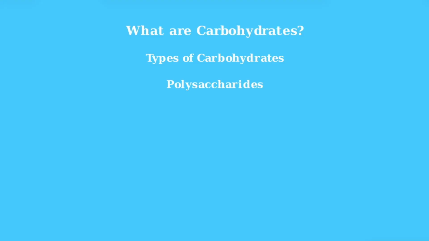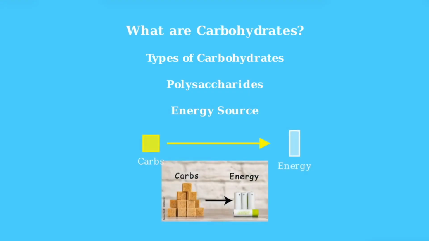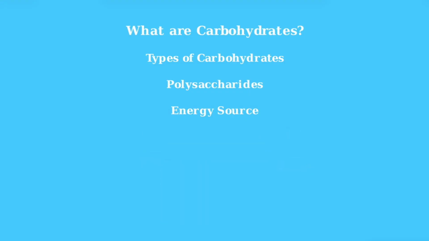They're built through condensation reactions. Carbohydrates are your body's main energy source, providing 4 calories per gram. They break down into glucose for fuel. Simple carbs give quick energy, complex ones provide sustained release.